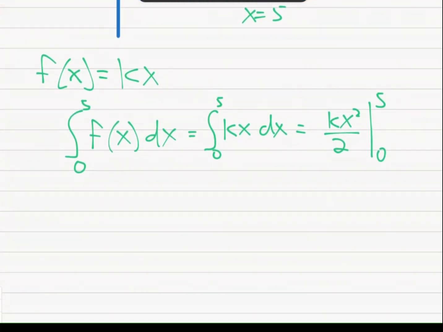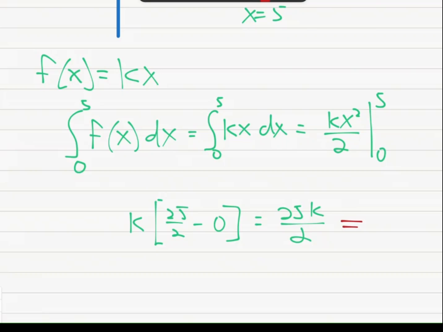And so I have k times, right, this is 25 over 2 minus 0. And so we know that the area under the curve is 25k over 2. Now what we want to do is set this equal to 1. It's not equal to 1, but the whole point was to figure out what k needs to be. So if we set this equal to 1, then we can solve for k, and we find out that k must equal 2/25.